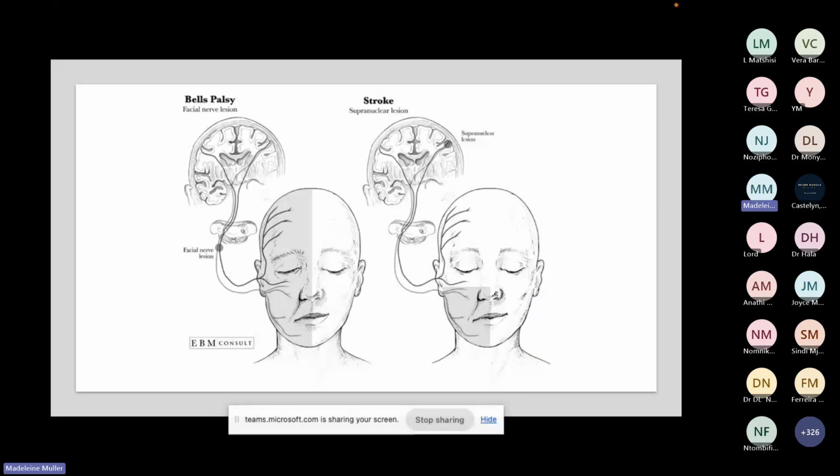And then just important to note, I think sometimes people can get confused when a patient comes with only some facial asymmetry. Some people will be thinking, is this a stroke? Is this a Bell's palsy? Just important to note that in the case of Bell's palsy, the entire side of the face would be affected, while if it's a stroke, it would just be the lower side of the face that is affected.